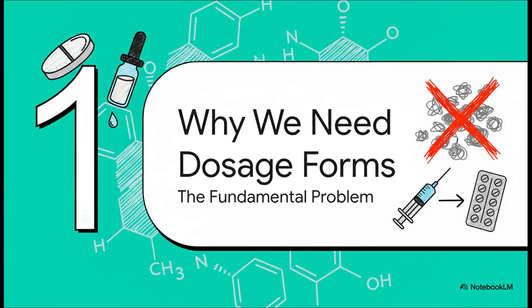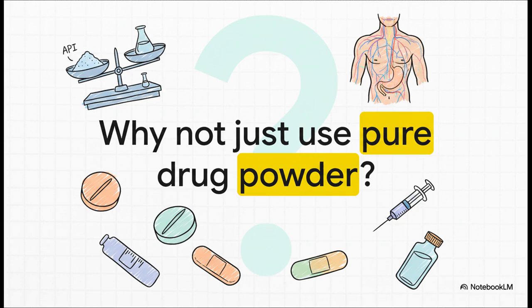All right, first things first. Let's tackle the most basic question there is. Why do dosage forms even exist? I mean, why don't we just use the pure, raw drug? It really does seem like it would be easier, right? What's the big deal with just weighing out the active pharmaceutical ingredient, the API, for every single patient?